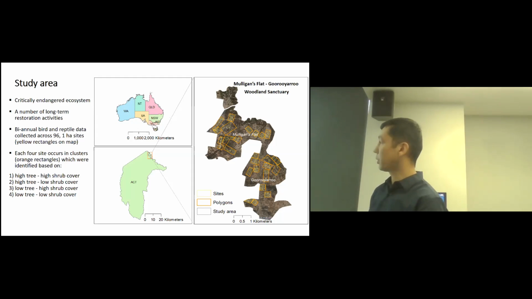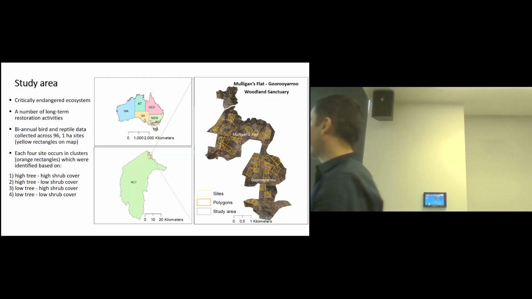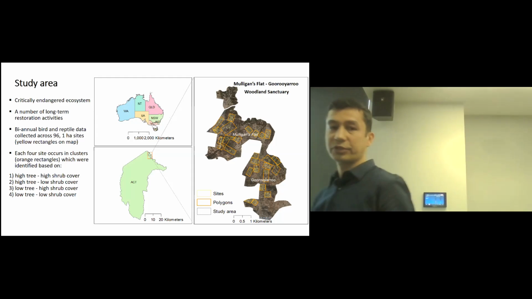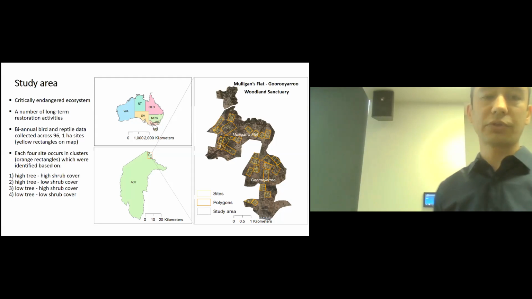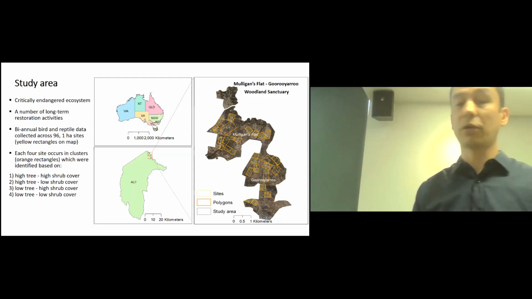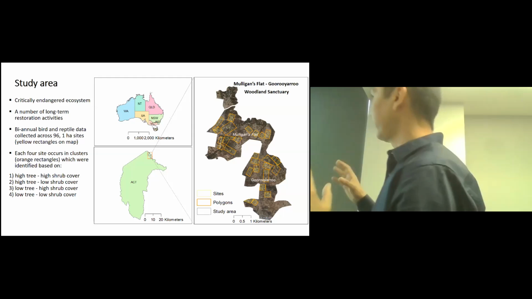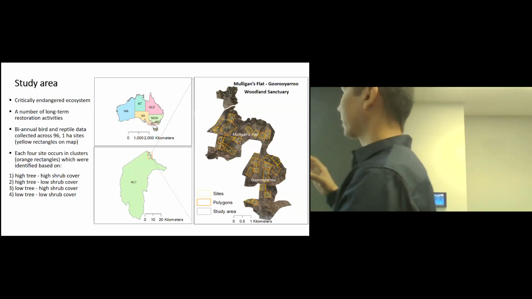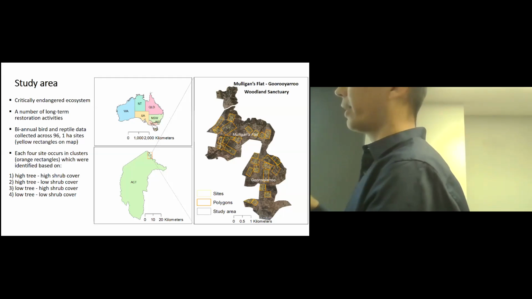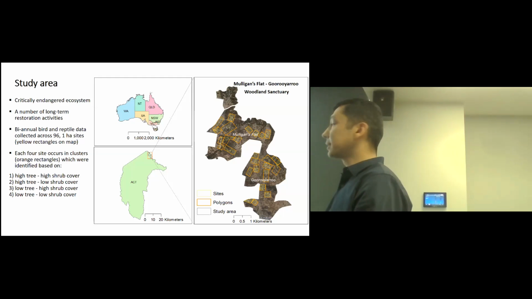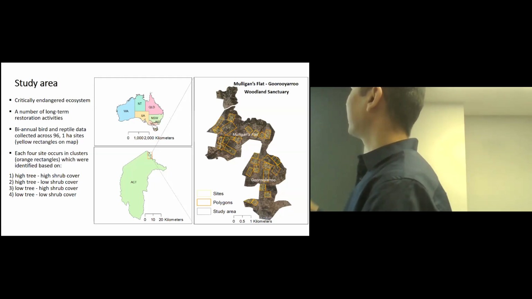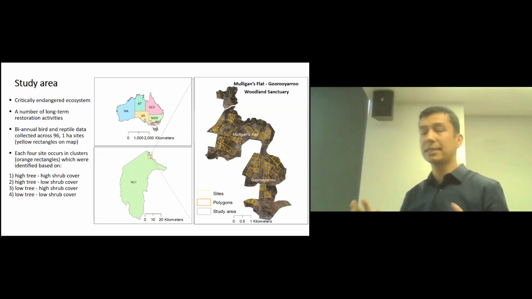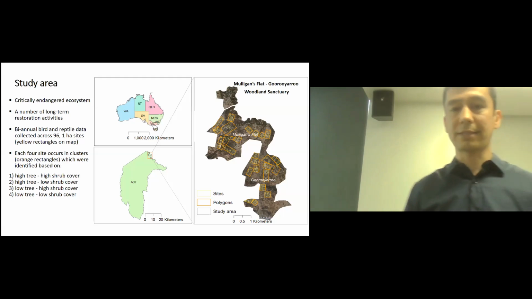So there are 96 plots, and they are clustered based on 4 types of vegetation classes: high tree high shrub cover, high tree low shrub, low tree high shrub, and low tree low shrub. Basically different types of vegetation, and every 4 plots are clustered based on the same vegetation class. And we have 96 plots and 24 clusters scattered.